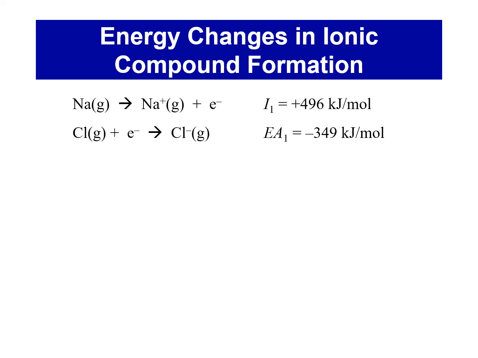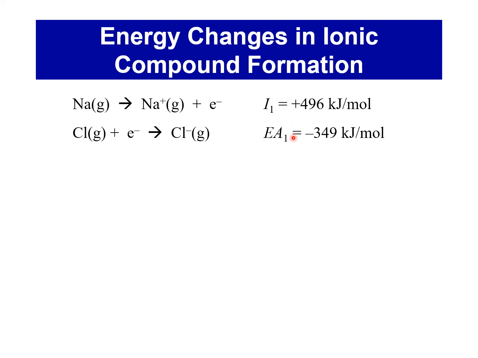If you actually look at the energies involved in doing this, you have a bit of a problem. Because sodium, when it loses an electron, well, we have a name for that. It's called ionization energy. And it turns out it requires an input, that's what the positive sign here means, an input of 496 kilojoules per mole. Now, when chlorine gains an electron, we call that the electron affinity. In this case, you actually release energy. It's negative 349 kilojoules per mole.